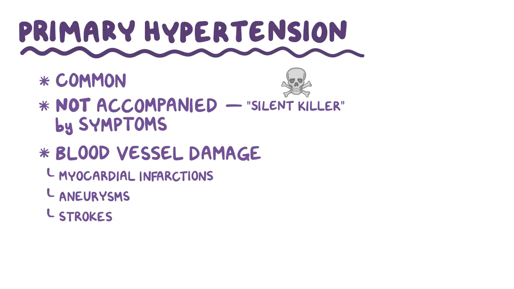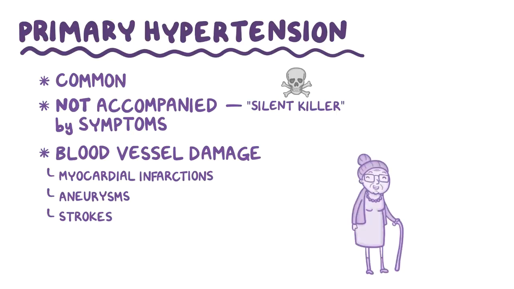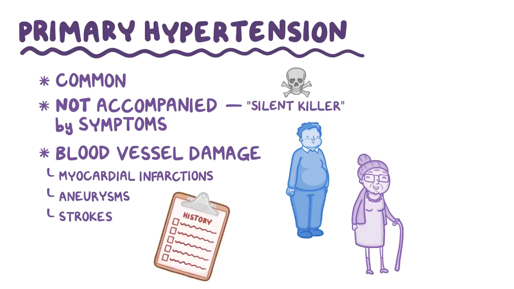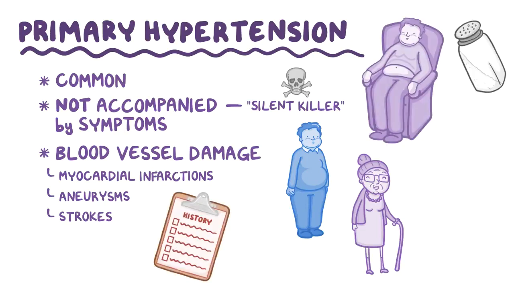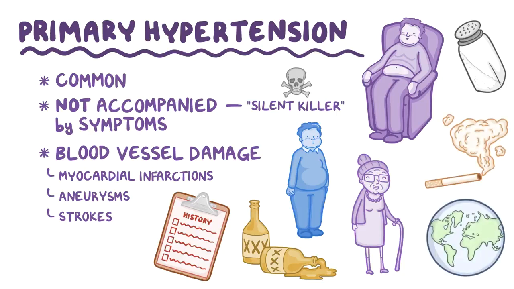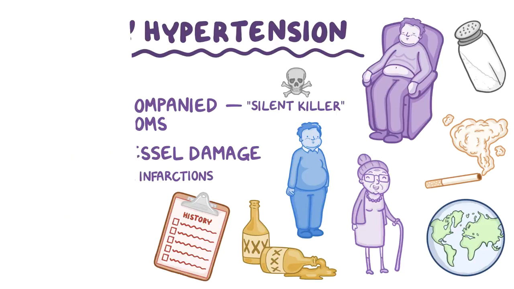Risk factors for primary hypertension include old age, obesity, family history, a salt-heavy diet, a sedentary lifestyle, heavy alcohol consumption, smoking, and race. For example, people of African descent are more likely to develop hypertension. And some of these risk factors can be improved with lifestyle changes that help to reduce hypertension.